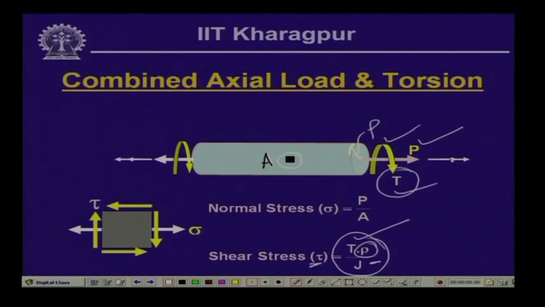So, we have the action of the axial load as a normal stress, which is P by A, and the twisting moment will give us the shear stress tau.